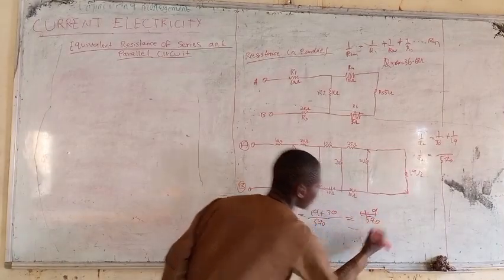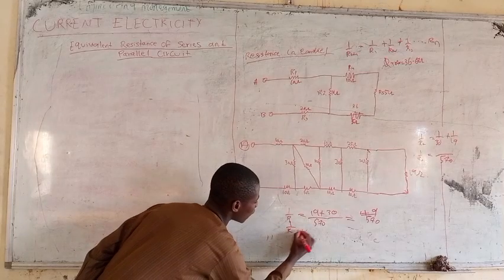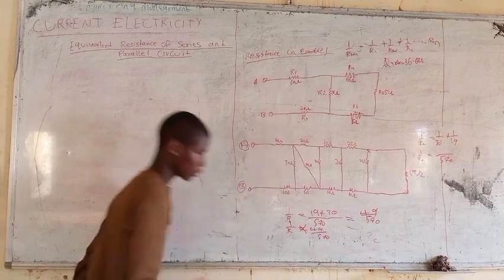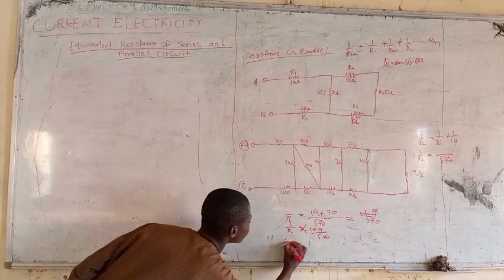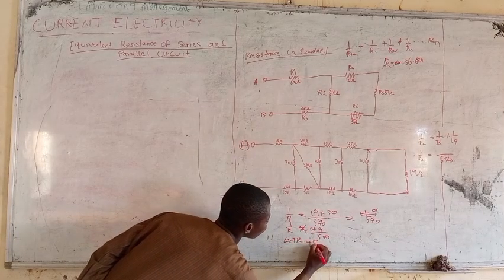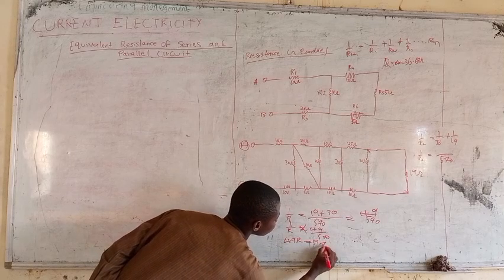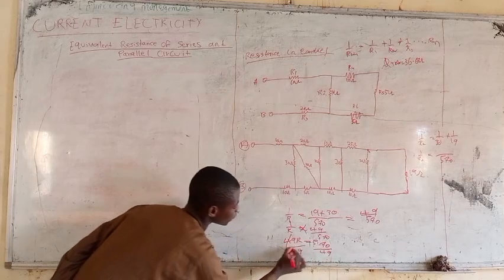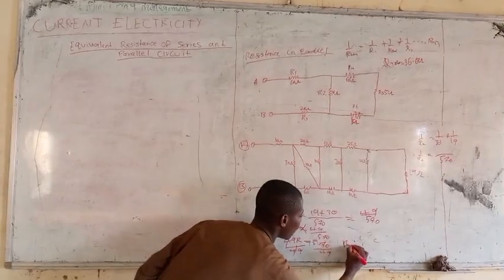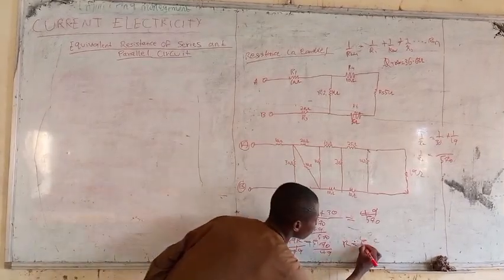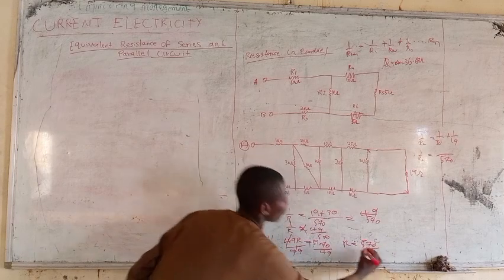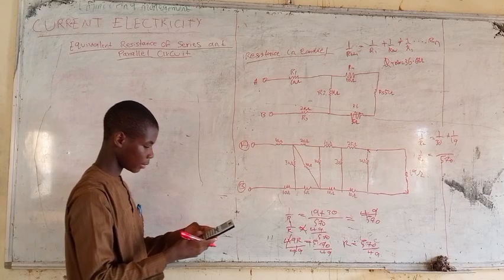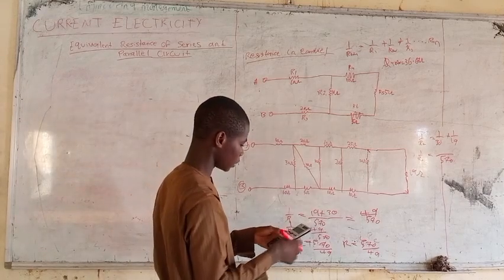49 over 570. So 1 over R is equal to 49 over 570. Cross multiply: we have 49R is equal to 570. Divide both sides by 49, 49 cancels 49, and R is equal to 570 over 49. Okay, 570 divided by 49.